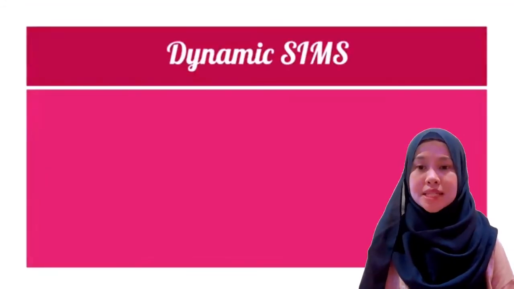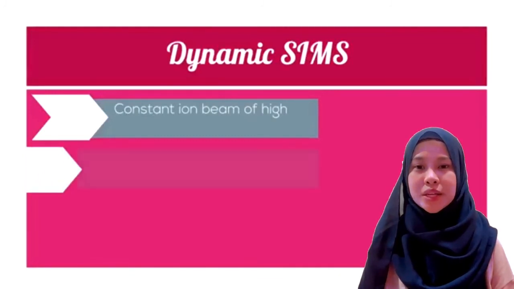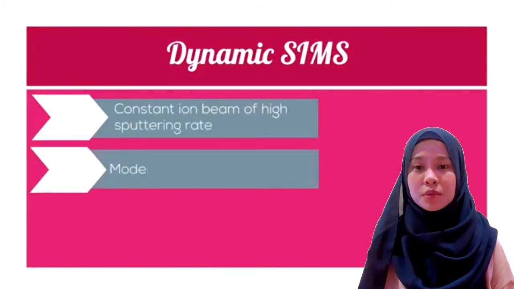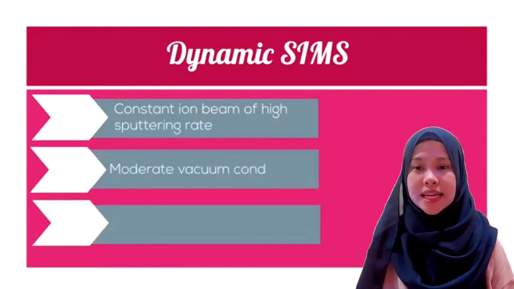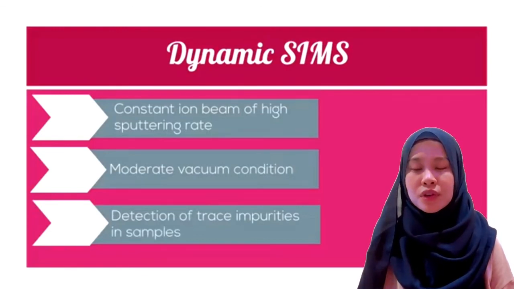Compared to dynamic SIMS, a constant ion beam of high sputtering rate is used and only moderate vacuum conditions are needed. It is mainly used for the detection of trace impurities in samples, for example semiconductors, and also for the depth profiling of elements in samples.